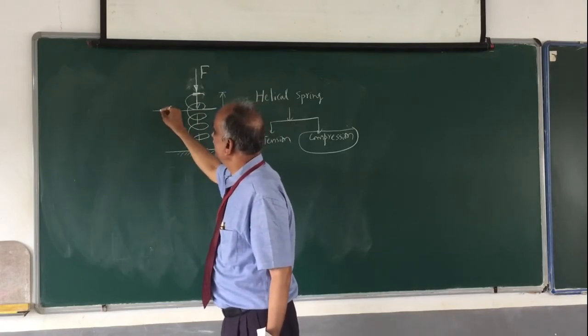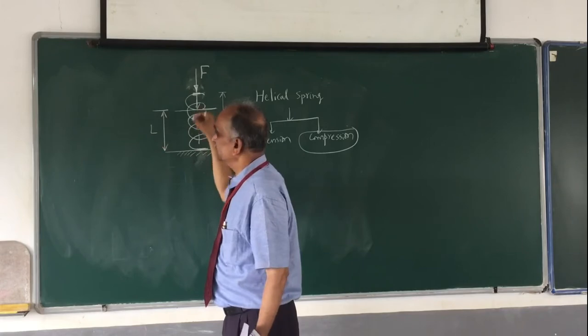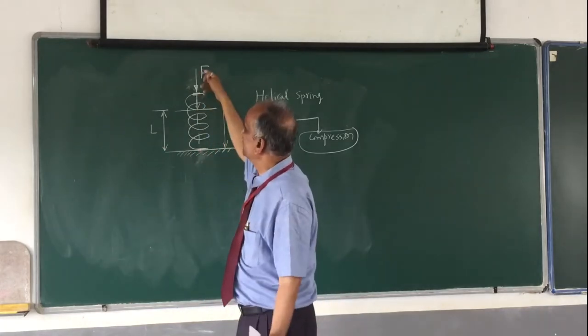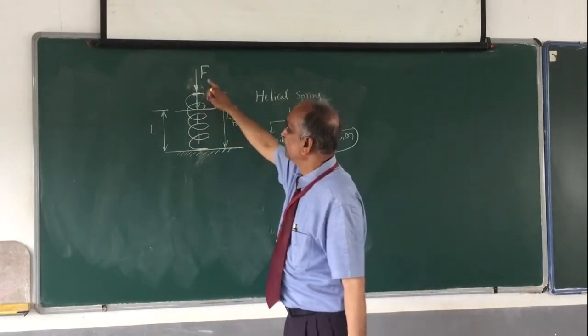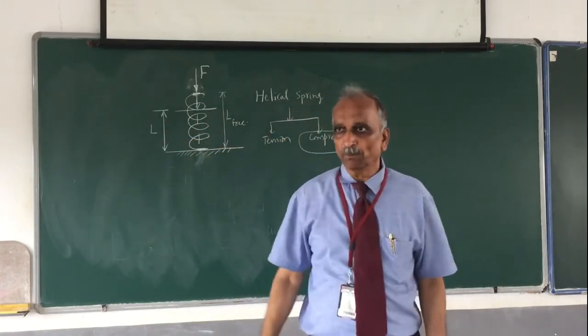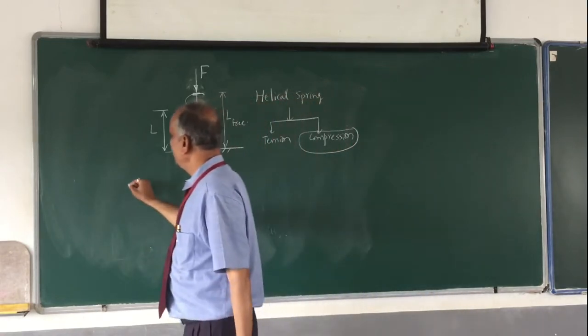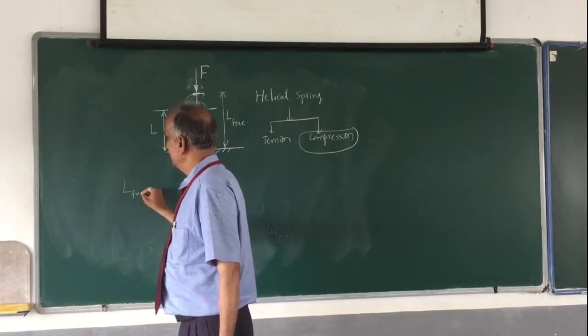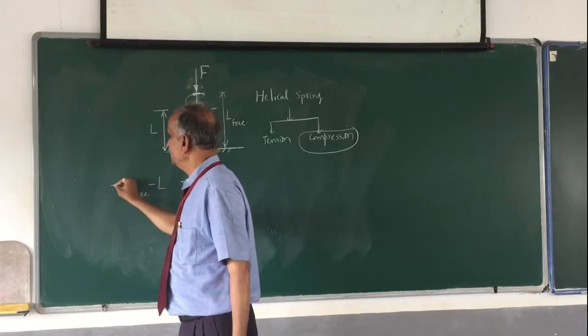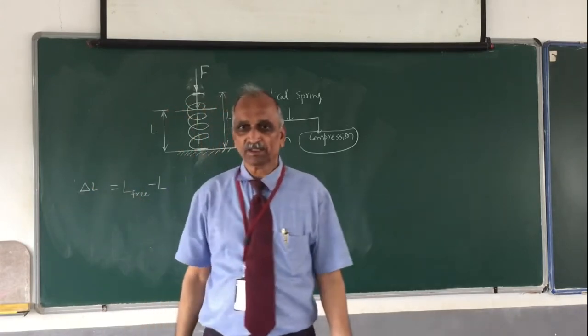And now again I measure what is called L. L is the length of the compressed spring which is under the action of F. If the force is different, then L also will be different because the amount of compression will be different. Then L free minus L will give you the compression of the spring.